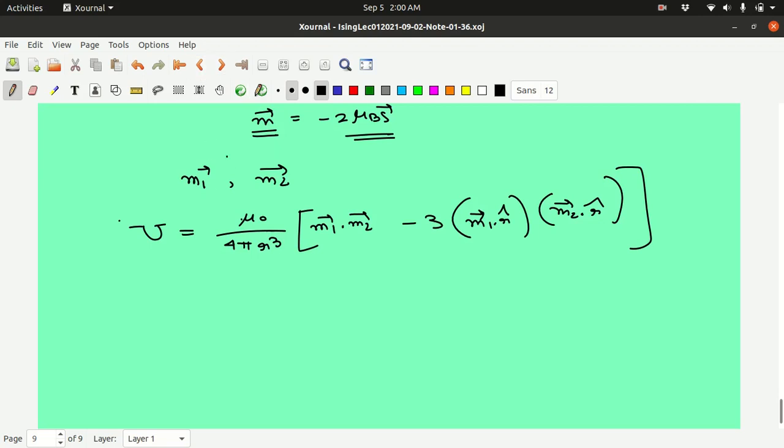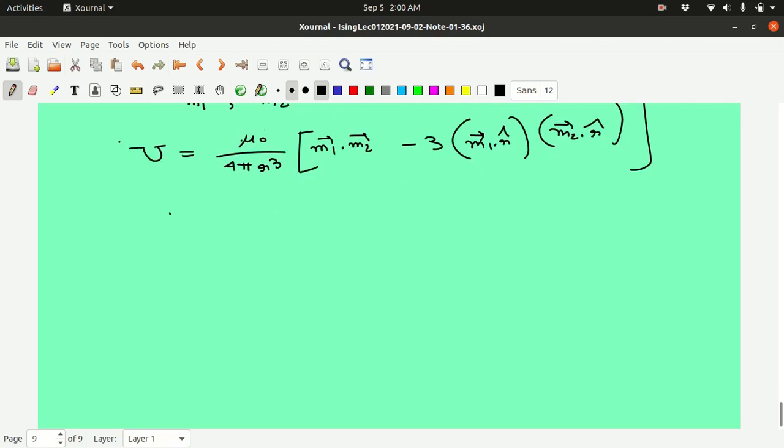But if you calculate the order of magnitude of the energy, you will find that this U will be of the order of 10 to the power minus 23 joule. If you substitute typical values, say your magnets are separated by 1 angstrom, and substitute the value of the magnetic moments and everything else, you will get a number of the order of 10 to the power minus 23 joule.